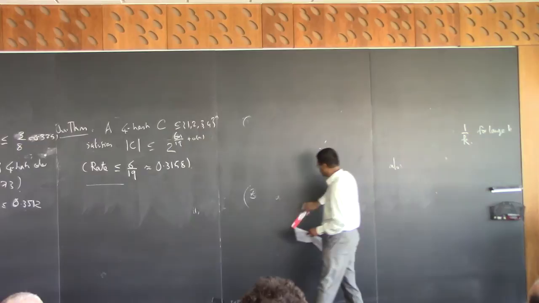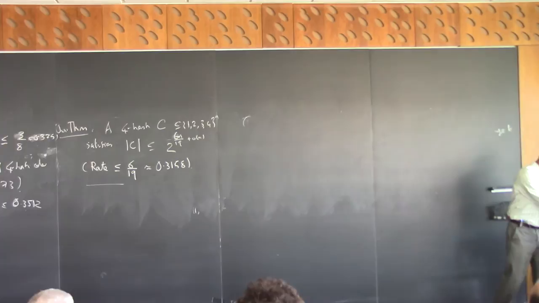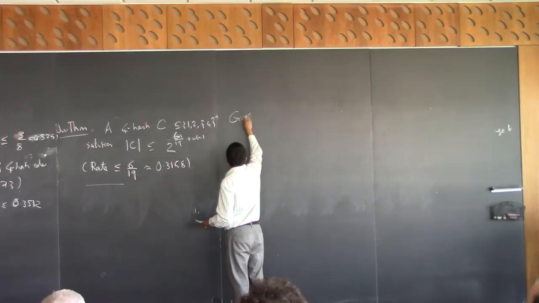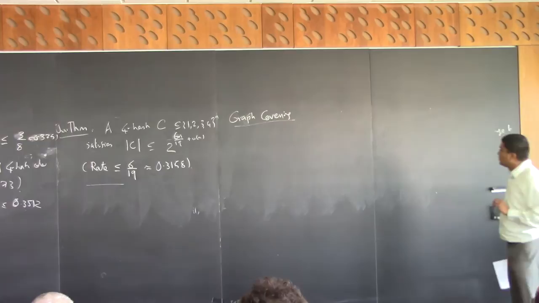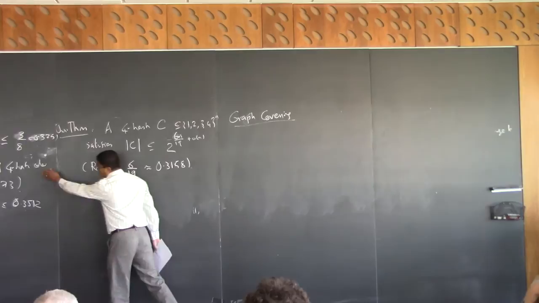So now I'll tell you the high-level approach. How will people prove these things? It is based on graph covering. Okay, so what's graph covering? Again, this is a self-contained combinatorial tool I'm going to introduce here, and then I will say how that enters into the picture in bounding the size of four hats. Again, from now on, I only care about four hats.